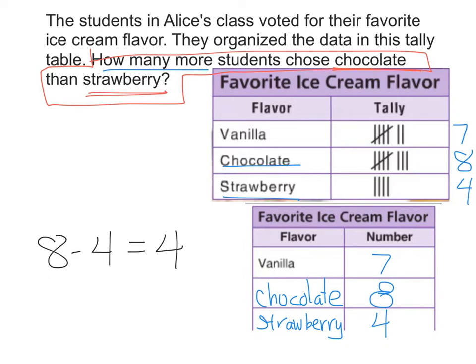So how many more students chose chocolate than strawberry? 4 more students chose chocolate than strawberry. Now think, does that answer make sense? Is it reasonable? Yes, because 4 more than 4 strawberry is equal to 8. Let's try another problem.